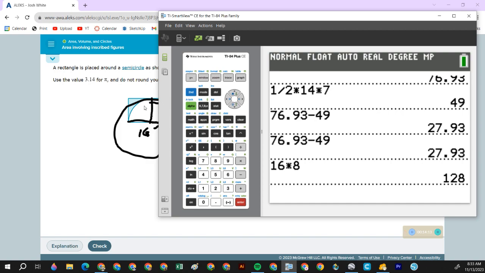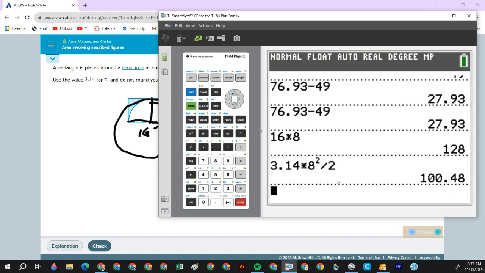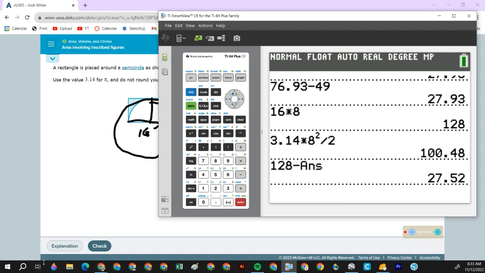The area of the entire circle would be 3.14 times 8 squared. But I only have half of a circle, so I divide this by 2. And then I would take 128, and I would subtract my answer, and I get 27.52.